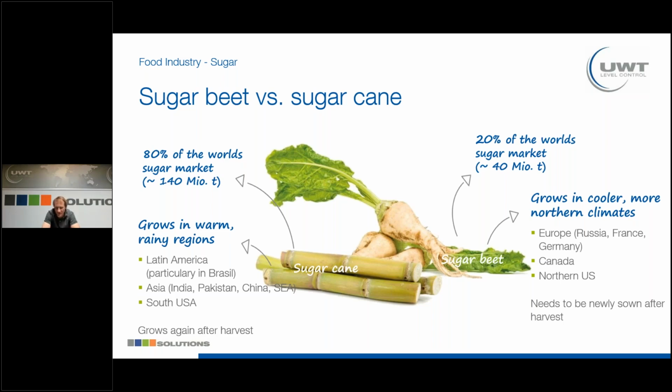And once the sugar beet or the cane is shredded or sliced, the producing process is very similar. So either you produce sugar out of sugar canes or sugar beets, it is quite the same process then.